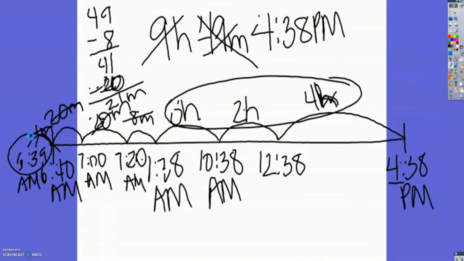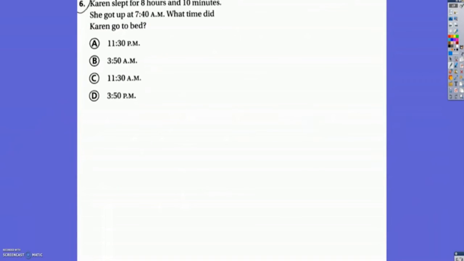Okay. So now let's take a look at our homework. Karen slept for 8 hours and 10 minutes. She got up at 7:40 a.m. What time did Karen go to bed?